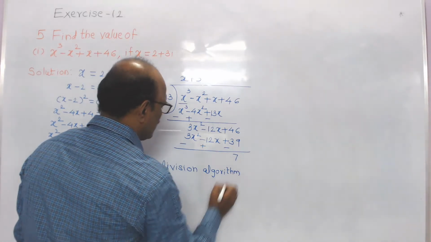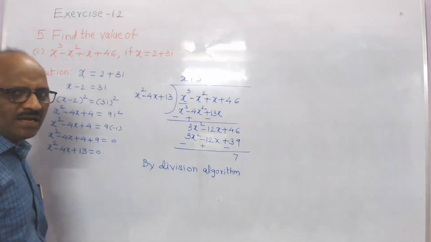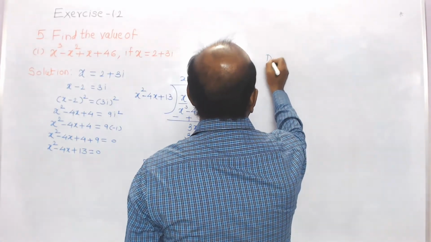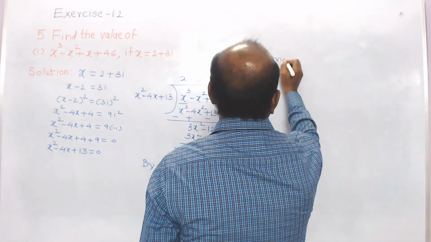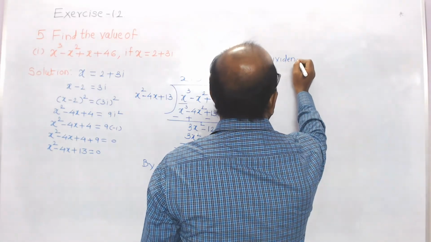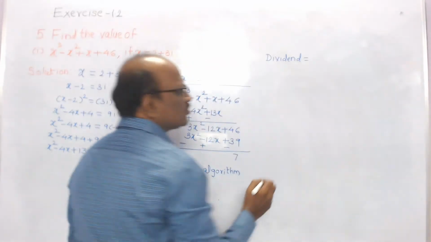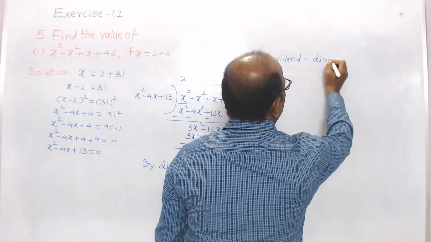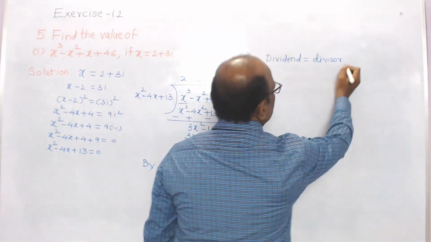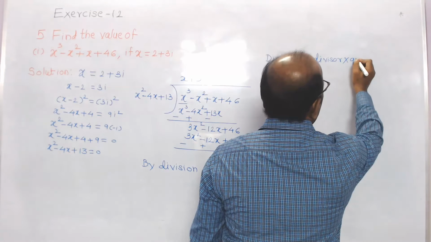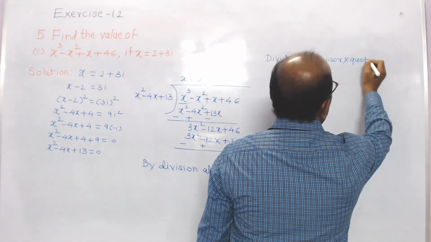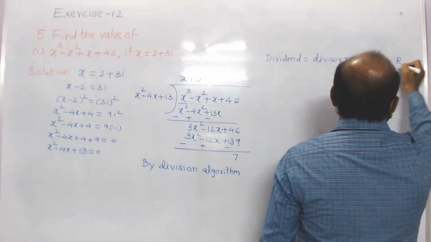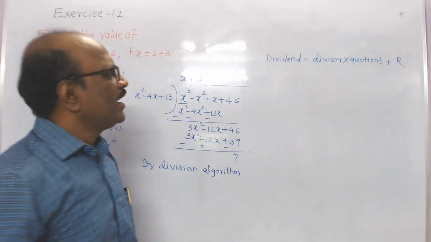Therefore, by the division algorithm, dividend is equals to divisor into quotient plus remainder. I will write here R only. Okay, and we will substitute the values.